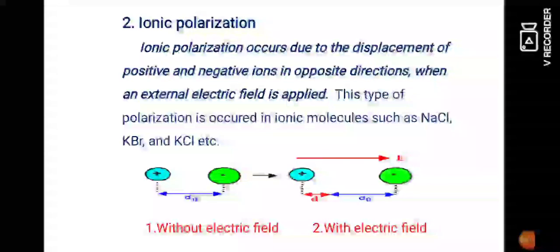Now, when we apply the external electric field, the positive and negative ions are moving away from the equilibrium position due to the application of the external electric field, so that the distance between the two ions will be increased. That is represented by small d in the figure. So when these two ions are moving away from each other, they are forming dipoles. Now let us see what are dipoles. Dipoles are nothing but two equal and opposite charges separated by a small distance.